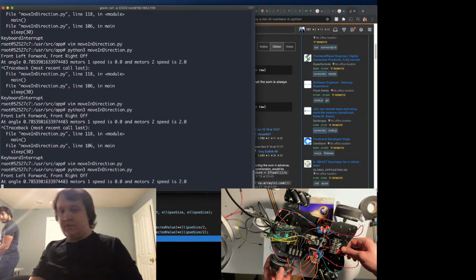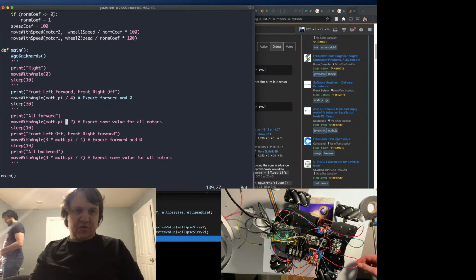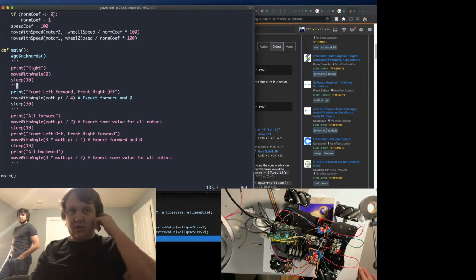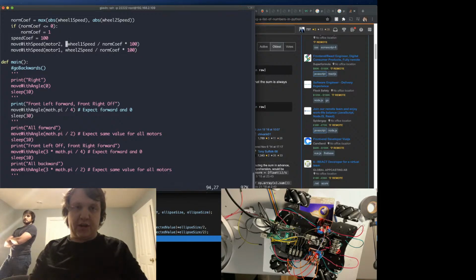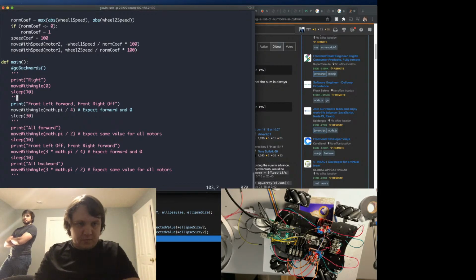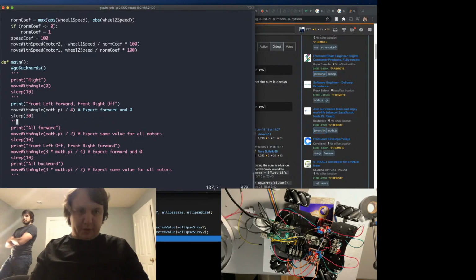Front left forward, front right off. Yeah. Okay, cool. So all I did there was switch the motors and then change where the negative was. So it just means our mapping was wrong. I think the code was just off, but I figured that would be the case.